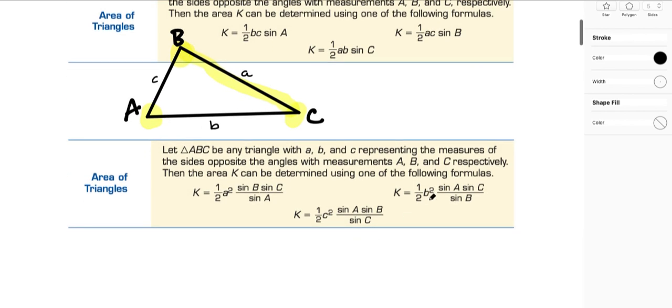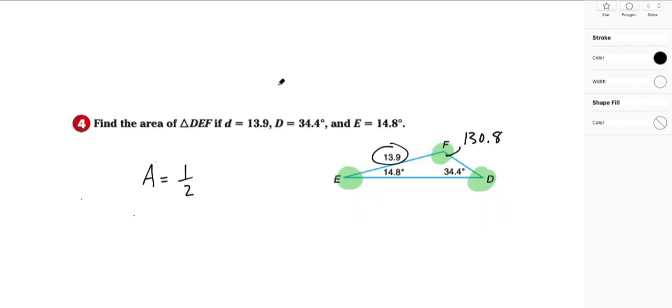But glance at all of these. You'll see that since the side we're given here is B, the sine of B is in the denominator, and since the side that we're given here is C, then the sine of C is in the denominator. So let's take that back to the problem we were just working on. So we have 1/2 the side squared, that's 13.9 squared, and since that's related to angle D, we're going to put the sine of angle D in the denominator. That makes sense, you guys? You see what we were talking about? Instead of memorizing every angle possibility, look at the relationship and see if that works out.